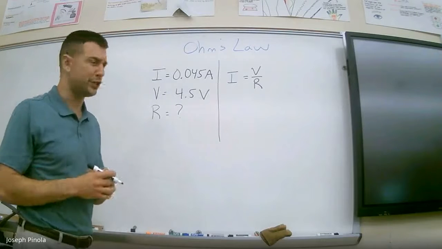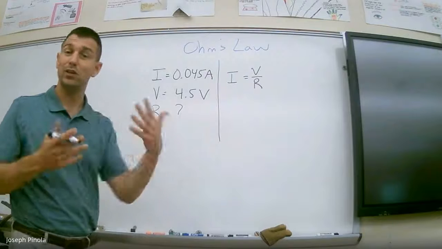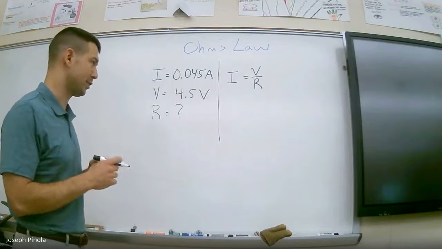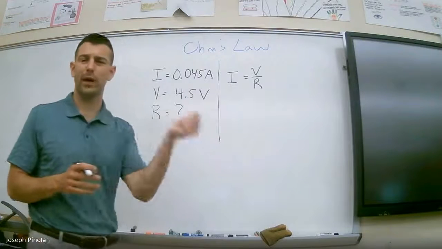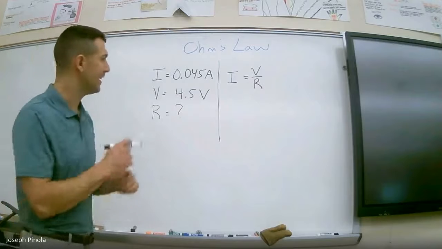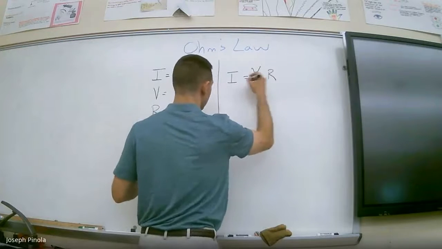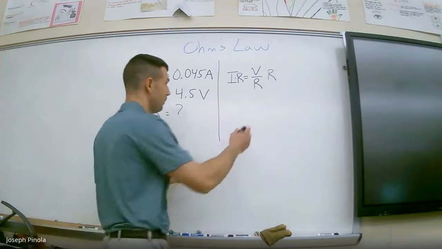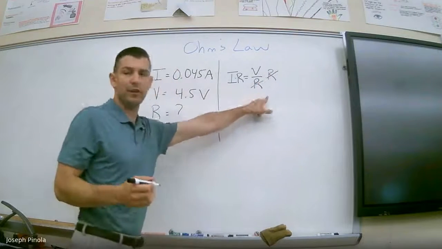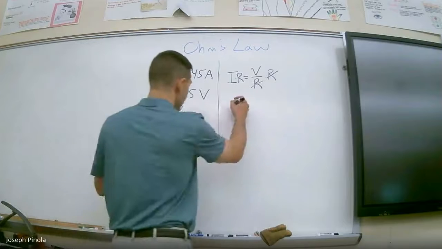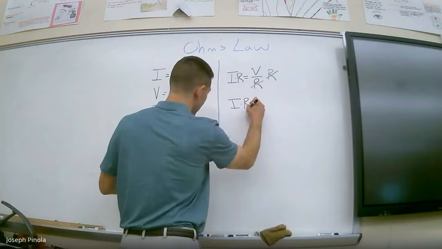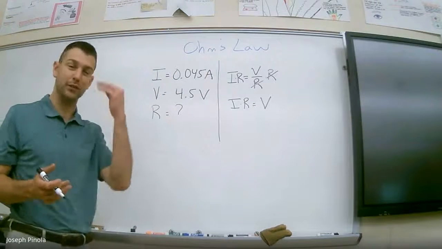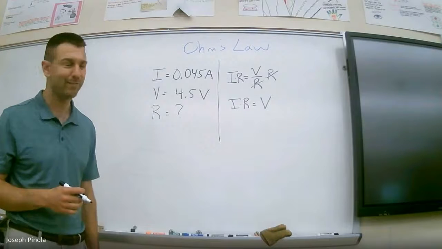But we're not ready to solve just yet. R is not by itself. So we need to do something to make that happen. Well, the first thing is that we have to get rid of the fraction. Most people think we would solve for R right away in one step, but that's not true. Instead, we need to eliminate the fraction by multiplying both sides by R. If I multiply the right side by R, it cancels out the R in the fraction. So my new equation is I times R equals V. Remember, that's just the other form of Ohm's law. So if you just wanted to start there, that's totally fine.